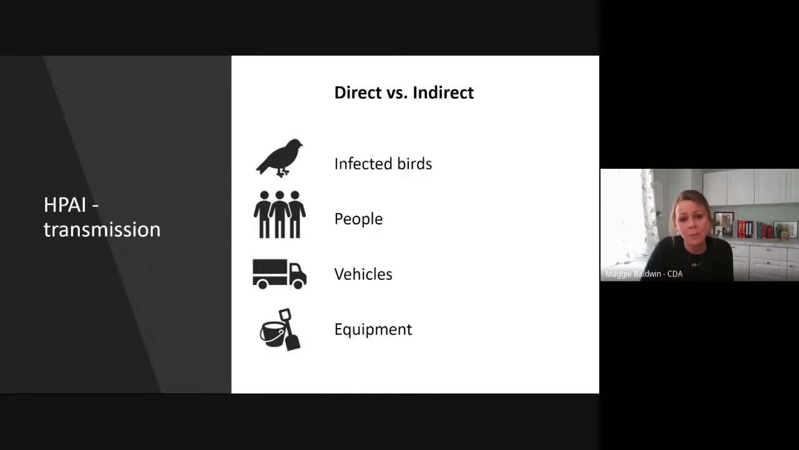So high path AI transmission, of course, direct transmission with infected birds, and that can be waterfowl, shorebirds, migratory birds. It can be our directly infected domestic poultry. So direct transmission is important to know about and to mitigate. But we also see indirect, so mechanical transmission of disease via people, vehicles, equipment, fomites of all kinds can also transmit this disease. So there's a lot of things that have to be taken into consideration when we talk about biosecurity. And I'm not going to touch much on biosecurity because Dr. McCarty is going to be covering that in a little bit.